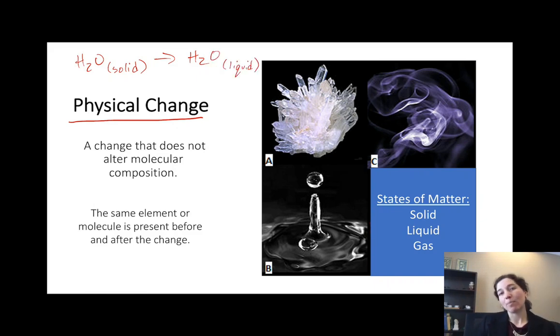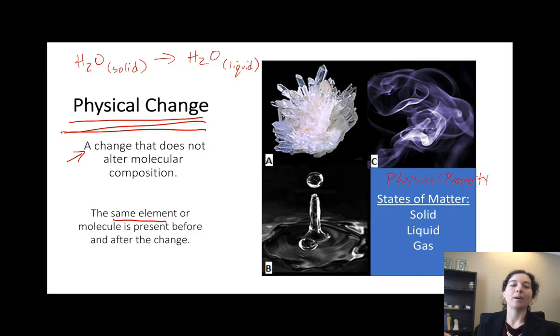There has not been a chemical change in the composition of this compound. It's still H2O. That hasn't changed. It's just that in one form it's frozen and in the other one it's not. So this is what we call a physical property, a state of matter. So this is your physical property. So going between these different states here is a physical change. It is not a chemical change. So this is a change that does not alter molecular composition. The same element or molecule or compound is present before and after a change occurs.